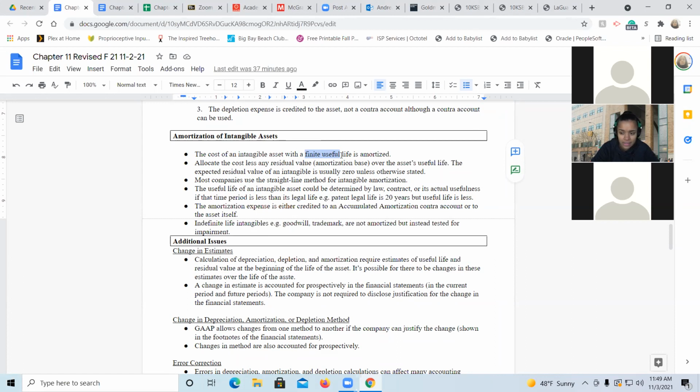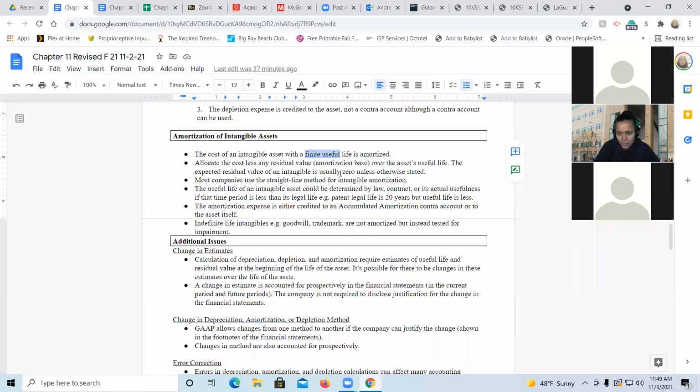It's an indefinite life intangible. It's not amortized, and we'll see later that it's tested for impairment instead. So you allocate the cost, subtract any residual value, and this becomes the amortization base. Remember, we had a depreciation base, we had a depletion base, and now we're calculating an amortization base over the asset's useful life. We generally expect the residual value of an intangible to be 0 unless stated otherwise.